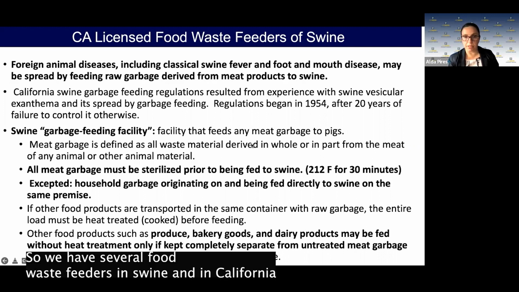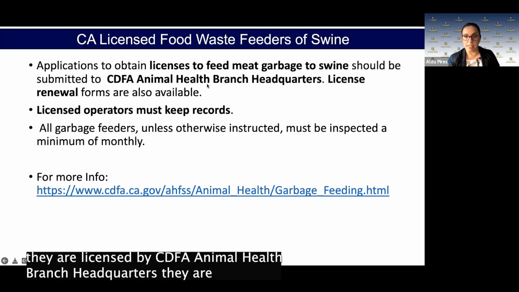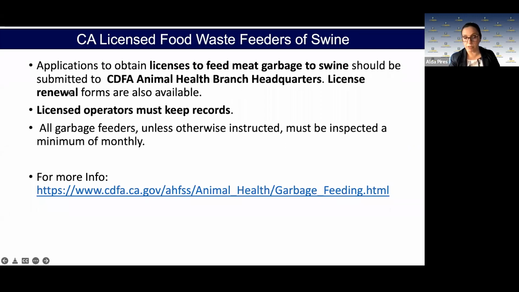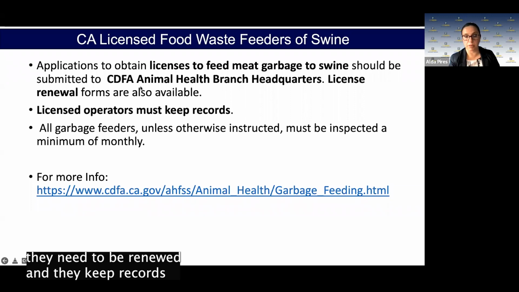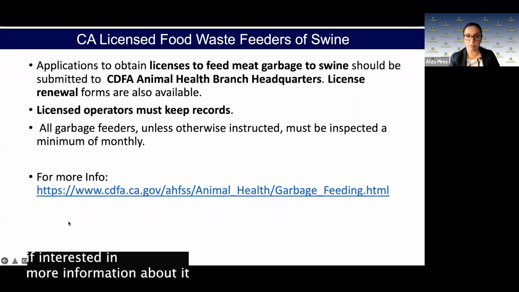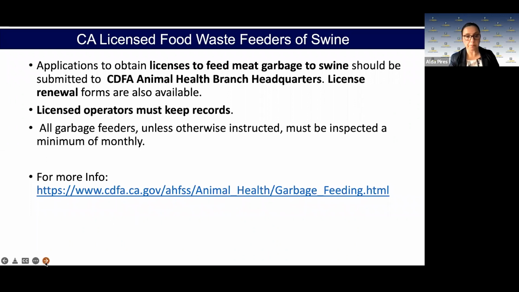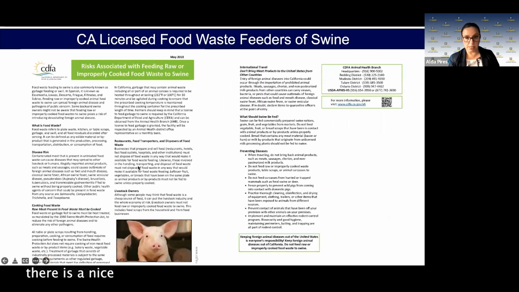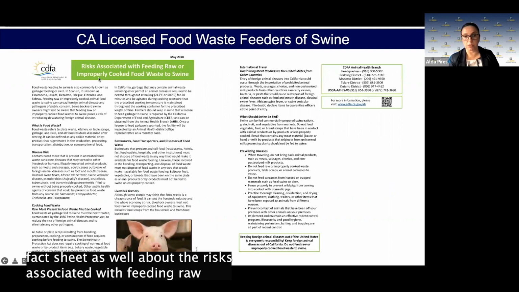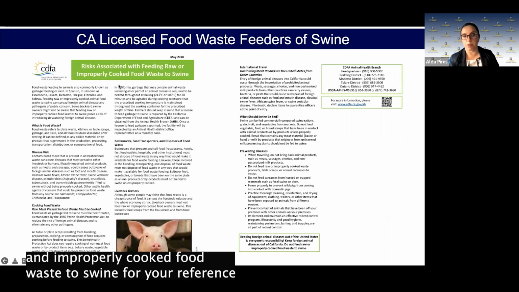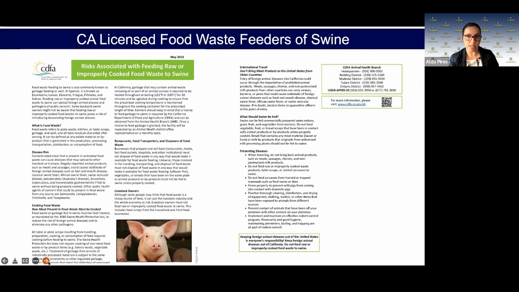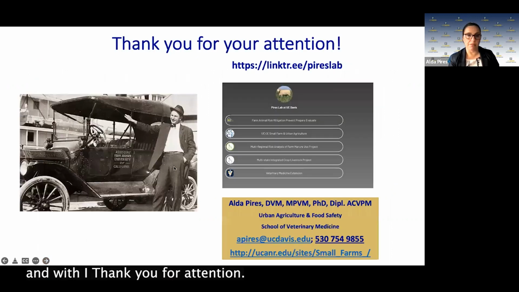So we have several food waste feeders in swine in California. They are licensed by the CDFA Animal Health Branch headquarters. They need to be renewed and they keep records. If you're interested in more information about it, here is the link. There is a nice fact sheet as well about risks associated with feeding raw and improperly cooked food waste to swine for your reference.